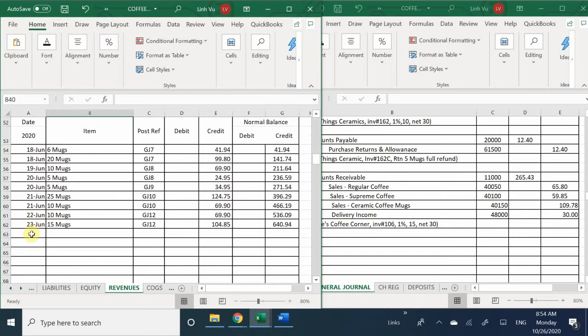Ceramic coffee mugs. 22 mugs, GJ 13, $109.78. Total should be $750.72.